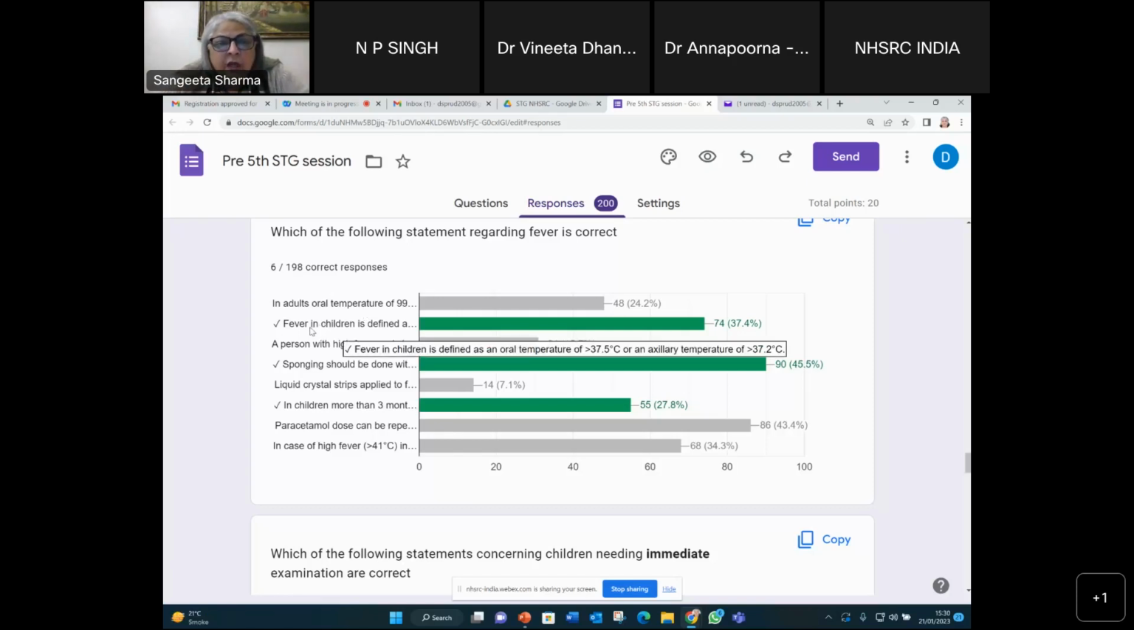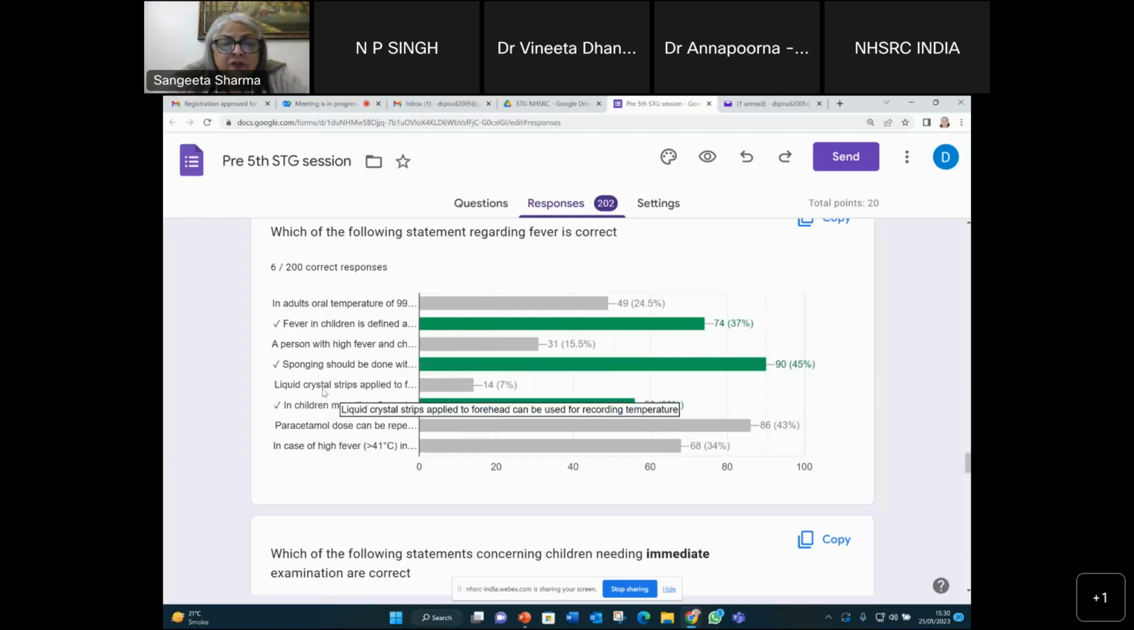Then fever in children is defined as an oral temperature of, yes, but only 37% have said this correctly. A person with high grade fever and chills should be dressed in warm clothes. No. Usually, I know it's difficult, but for a person who is having chills, warm clothes will make the body temperature rise further.